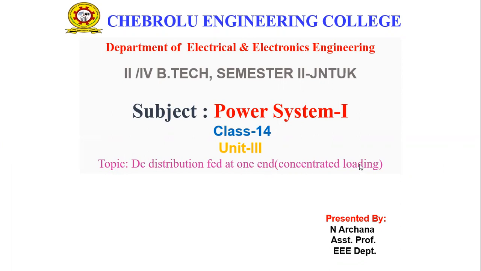Today we are going to discuss the DC distribution fed at one end for concentrated loading. In the previous class, we already discussed the classification of DC distribution systems depending upon the feeding points. They are classified into four types. First is distribution fed at one end, second is distribution fed at both ends, third is ring distribution systems, and fourth is interconnected systems. In the present class, we are discussing the DC distribution fed at one end.